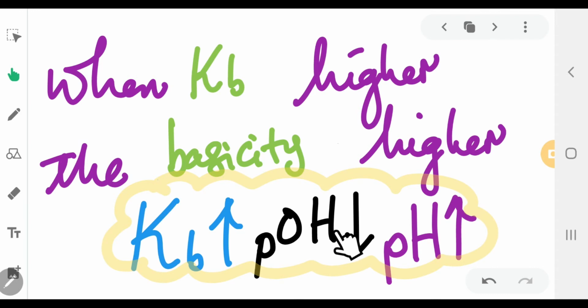Remember, when you have the value of pOH, you can subtract it from 14 to get the value of pH.